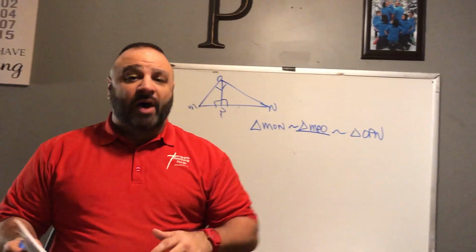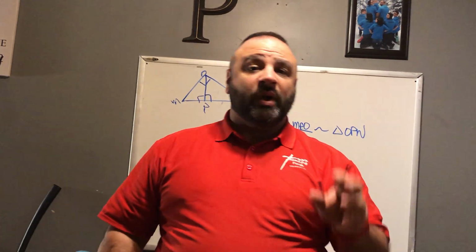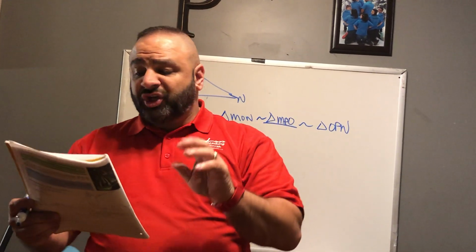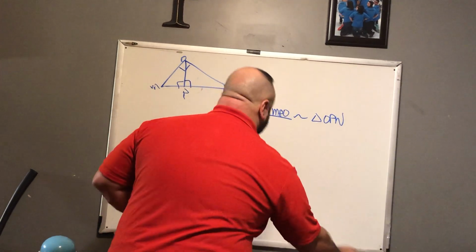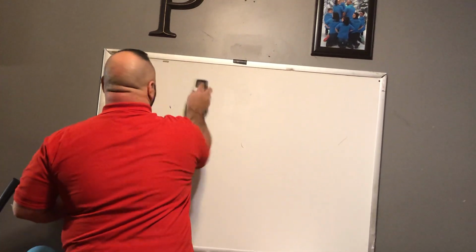Now, look at number 7. It says, give the proportion. Now, this is Corollary 1 of Theorem 92. Give the proportion resulting from Corollary 1 and 2. All right, so let me erase my board here.